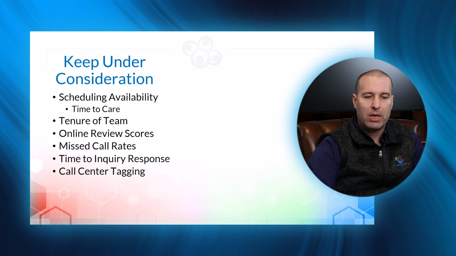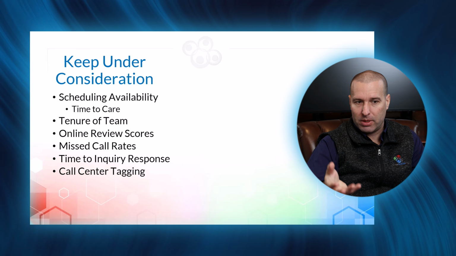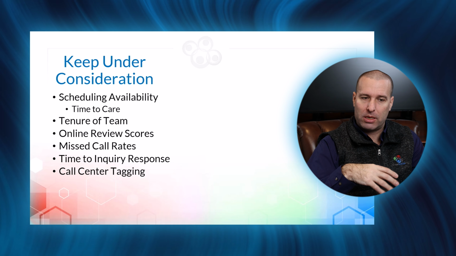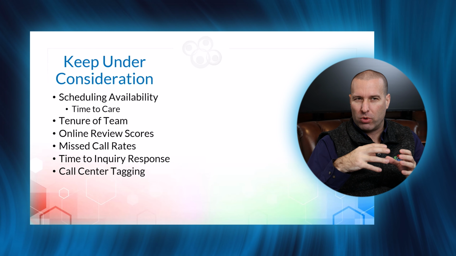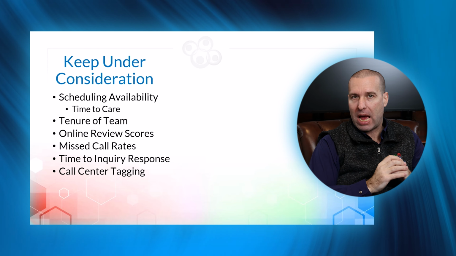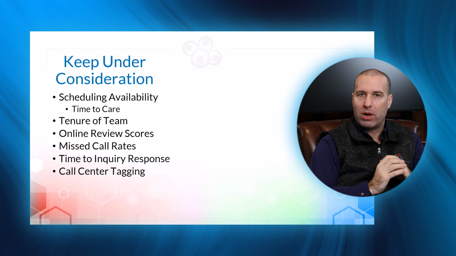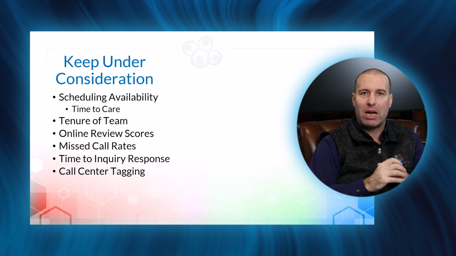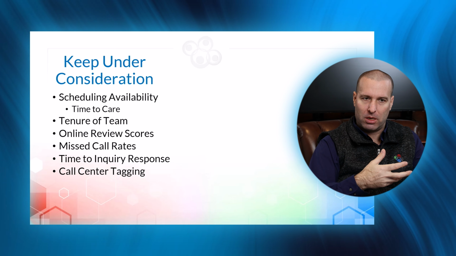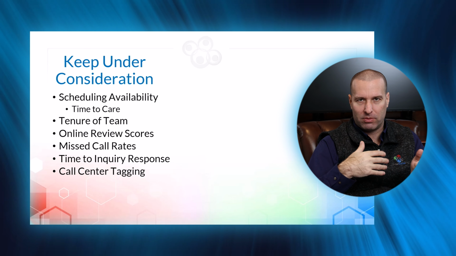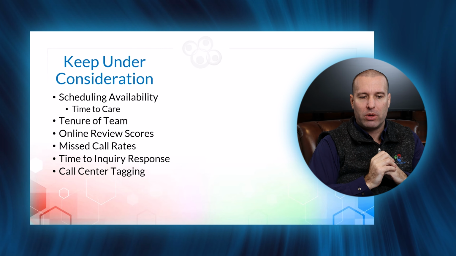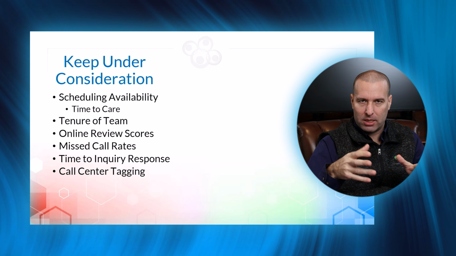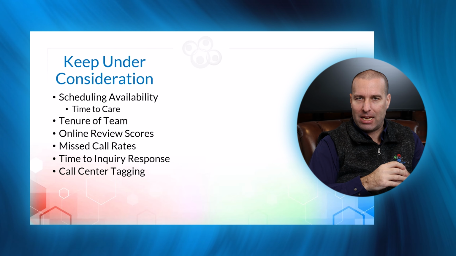Now, call center tagging is something that's really important to keep under consideration. So we saw when we looked at that call tracking software that they had tags available on there. And so what you should do is have tagging for what matters to you. Maybe you want to track men versus women callers. Maybe you want to track Medicaid versus commercial insurance versus private pay. Maybe you want to track a referral partner versus a direct consumer call. Maybe you want to track family members versus individuals calling for themselves. Whatever is important to your organization, that's what you want to be tagging within the system.